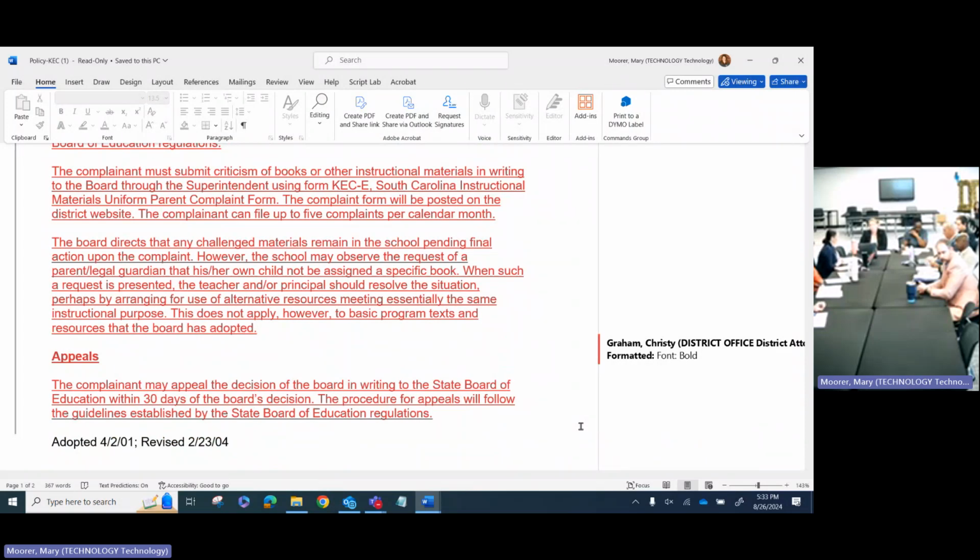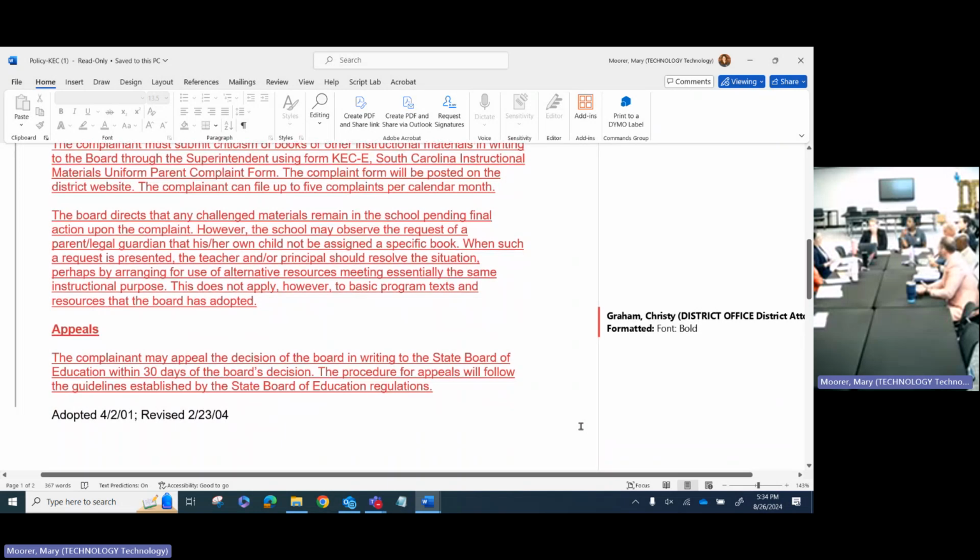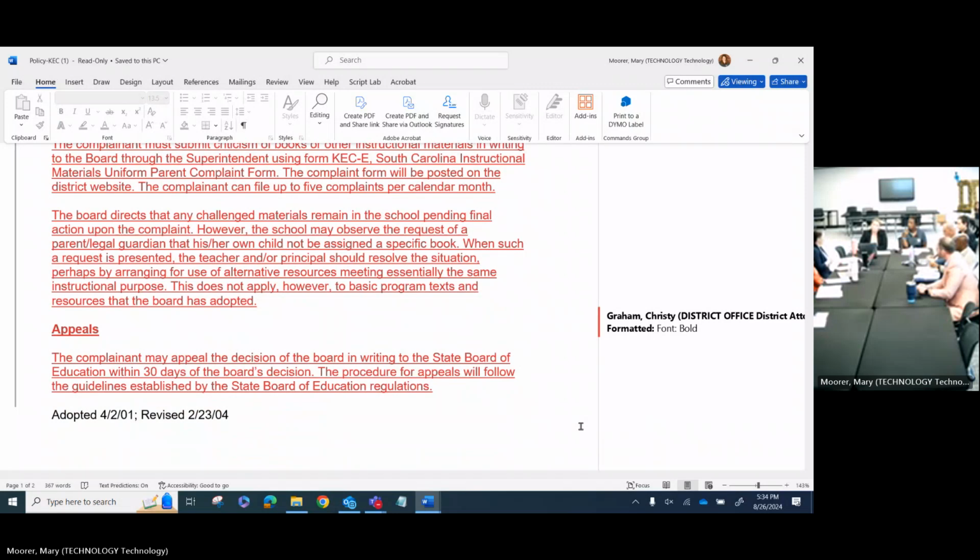And then the last sentence before the subheading appeal, this does not apply, however, so that is referring to materials that can be challenged. And I feel like the word for this probably needs some explanation. So it would be our recommendation to clarify that this is referring to the alternative resource. It is saying that you should not use an alternative resource if it is a basic program resource. So if a parent challenges, say a novel that a class is reading, then the teacher may consider giving an alternative assignment that still meets the same standards. But if they challenge something that is a basic program text, like a standard grade textbook, then the teacher is not required to offer an alternative. That's all the recommendations. Any questions?